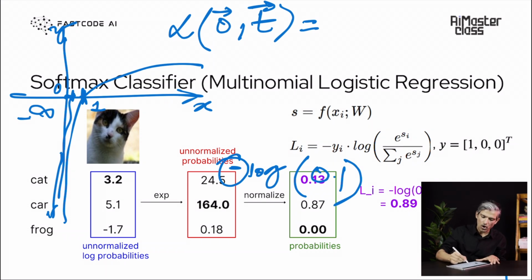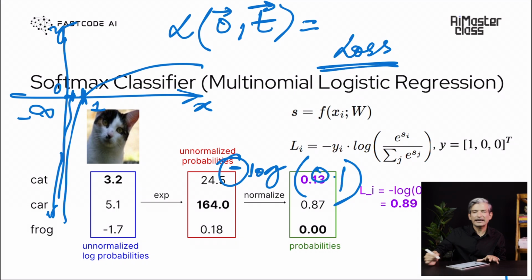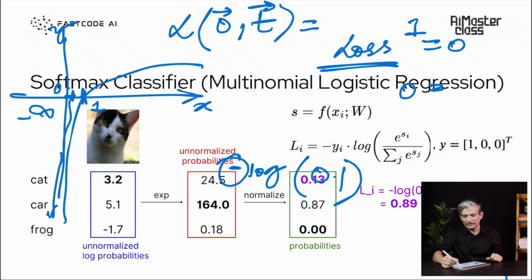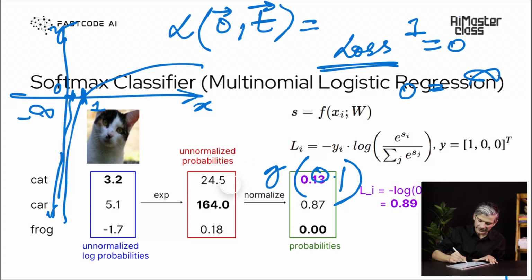So loss is essentially our quantification of how unhappy we are with the output. If we get 1.0, we are least unhappy, so our loss is equal to 0. If the output is 0, then we get infinity as our loss, as our unhappiness. So this is how we quantify it, and when we write it mathematically, it looks complicated, but it is not.